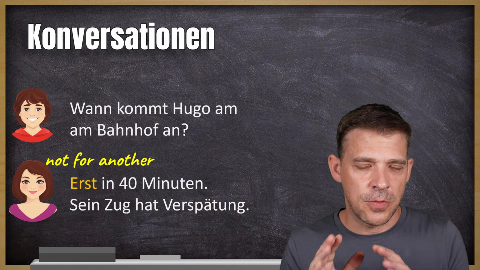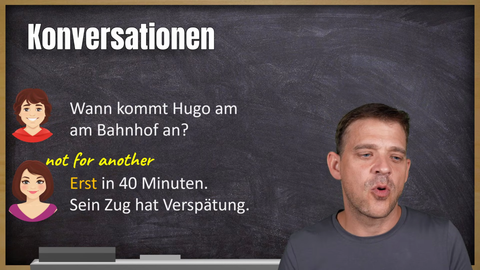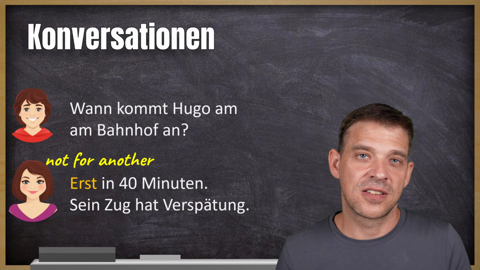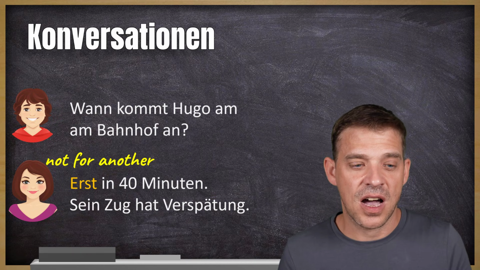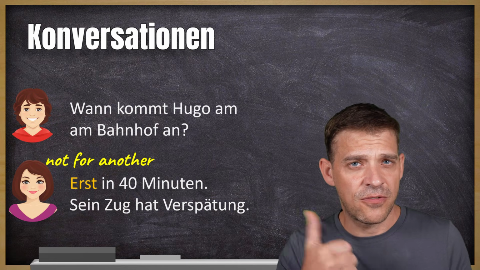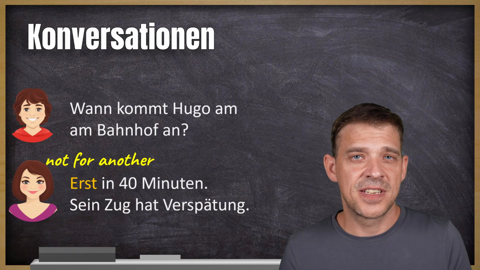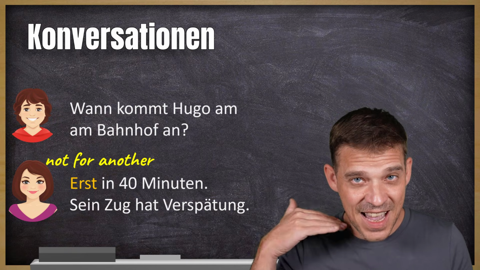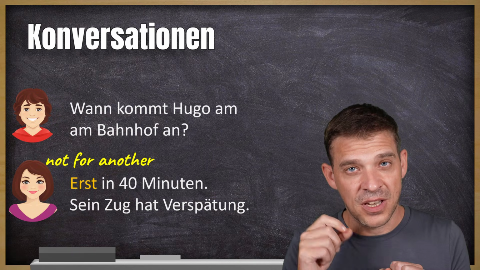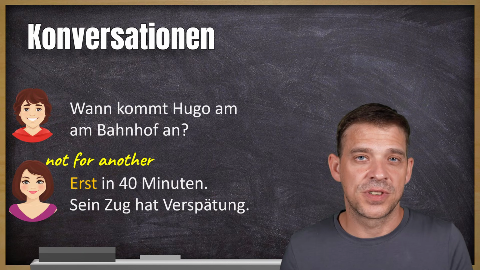But in spoken language, we would just say it like this. Erst in 40 Minuten. He will not arrive for another 40 minutes. Why? Sein Zug hat Verspätung. His train is delayed. So the boy just asked a normal question, when does he arrive? And she says, erst in 40 Minuten, because she wants to emphasize that it's actually late. He was supposed to arrive earlier, but because the train is delayed, he arrives not for another 40 minutes.